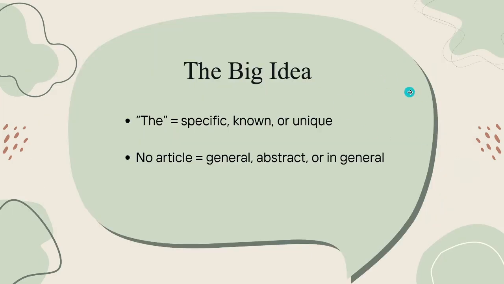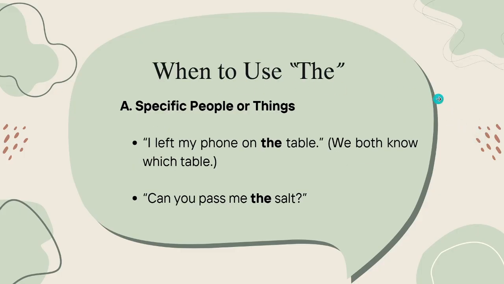So, the big idea. In English, we have "the" referring to a specific or unique noun. In the last session, we already talked about the article "a". So now we are talking about when we are not using "the" or any article: when we are talking about general or abstract things. This rule will guide everything in today's lesson.